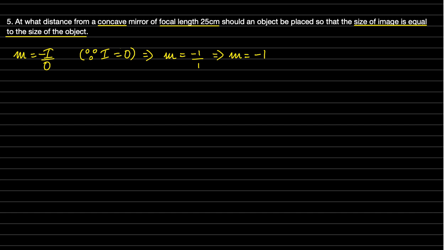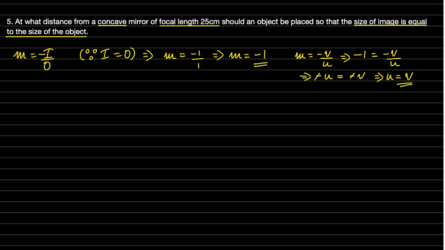Now since we have got the value of magnification to be minus 1, we know another formula for magnification, that happens to be M is equal to minus V by U. Now I would substitute minus 1 here. So when I substitute minus 1 here, I get minus 1 is equal to minus V divided by U. U goes to the other side, gets multiplied, and we get minus U is equal to minus V. Minus and minus cancel, so we get U is equal to V.